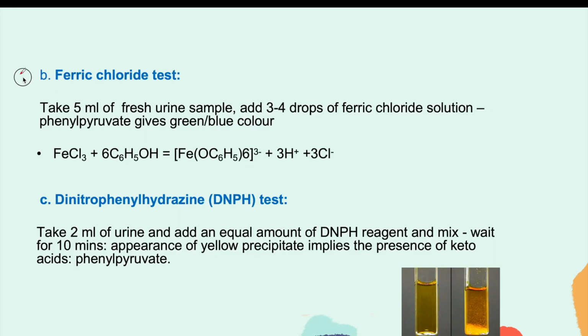Now the second one is the ferric chloride test. In this we take 5 ml of fresh urine sample and add 3-4 drops of ferric chloride solution. If phenylpyruvate is present, it gives a green-blue color.